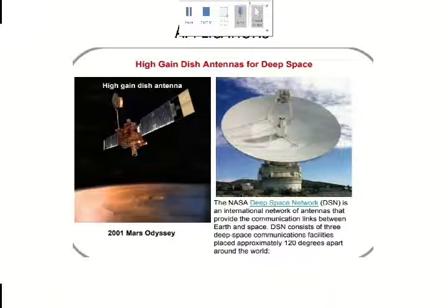Thank you very much for the analysis of the reflector antenna, to be followed up with analysis of various aperture antennas.